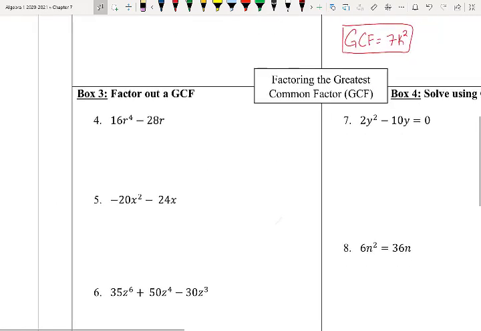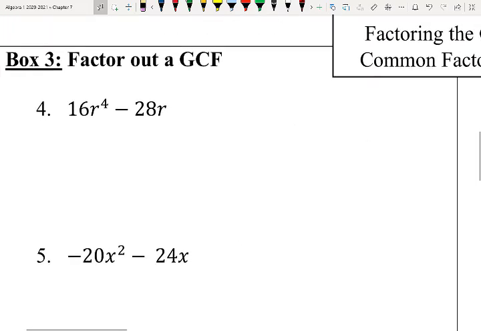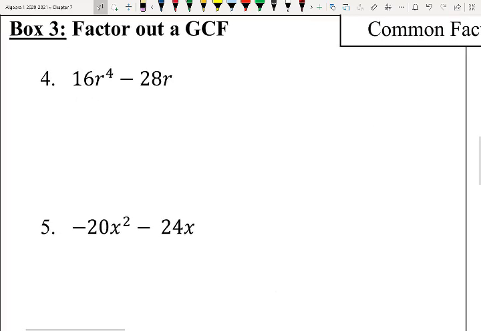In box 3, we're now moving into factoring out a GCF. Now, this, for some of us, will make more sense because what we're basically doing here, factoring out a GCF, is like undistributing a term back out of a parenthesis. So we're looking at what they have in common and then taking that out of both of those 2 terms, or all of those terms in my polynomial.